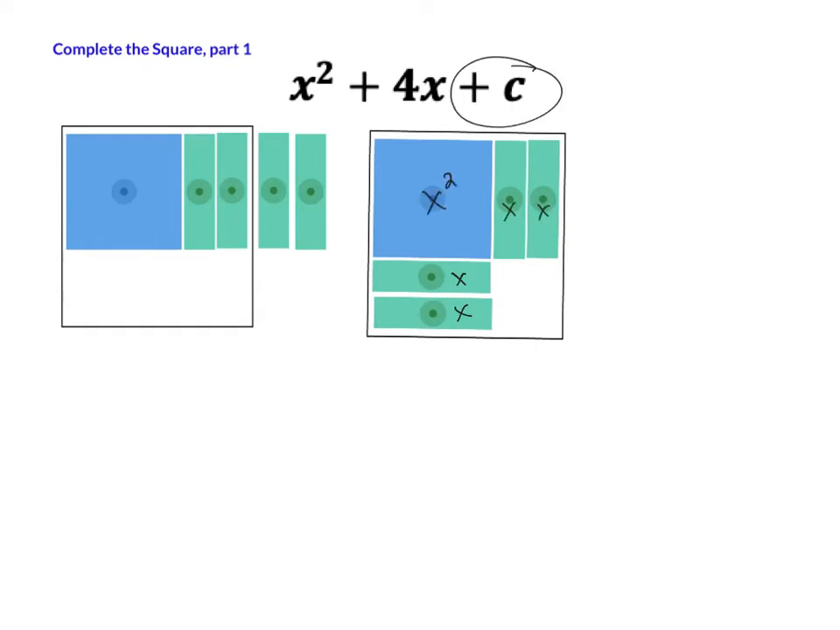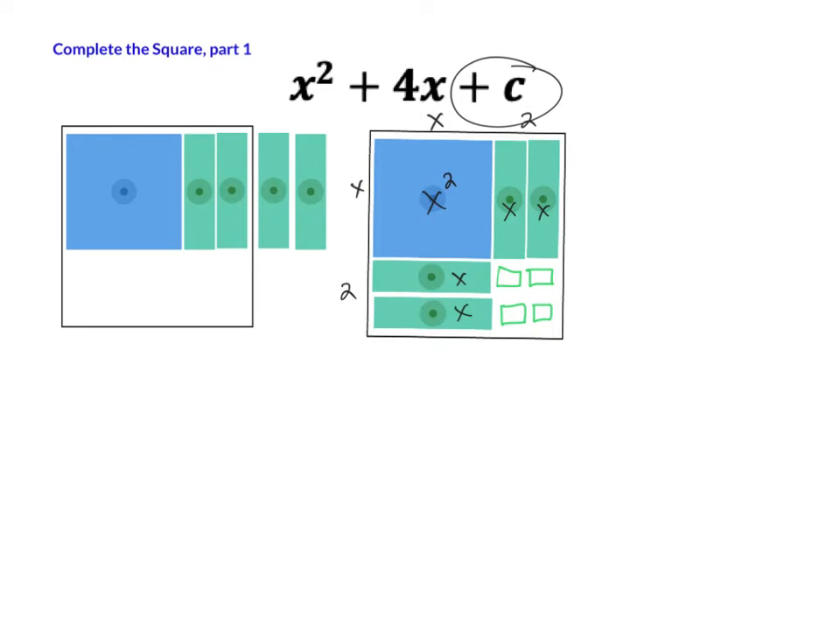Now, when we say plus c, we're trying to complete the square. We are asking, what do we need to complete the square? We have the square almost completed, but we don't have anything in here. What can we put in there? Well, let's find out. We're going to put unit squares in here because right now, x squared is x times x. And how many x's are there here? Two and two. So to complete this, we're going to need one, two, three, four unit squares.